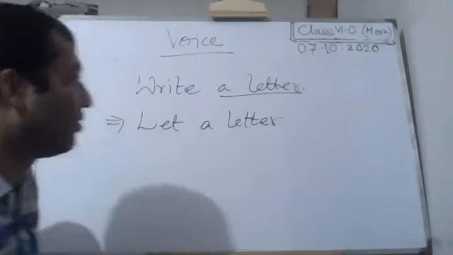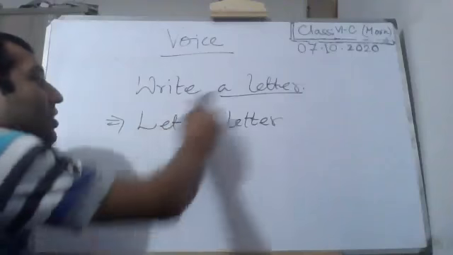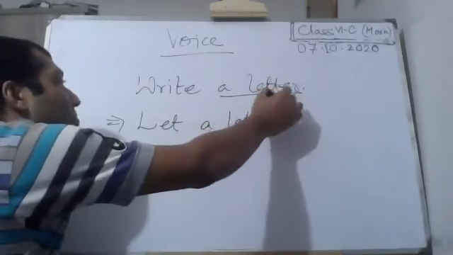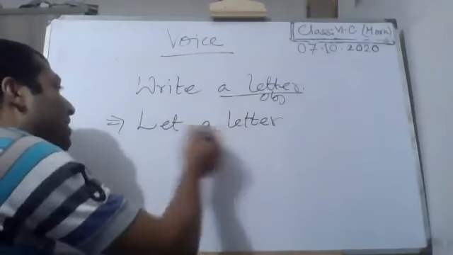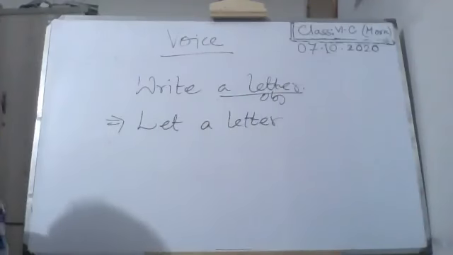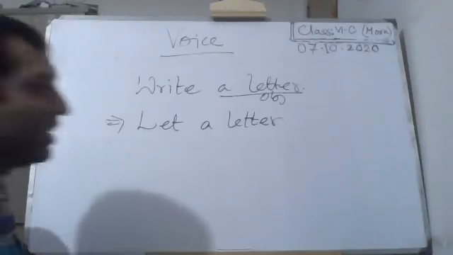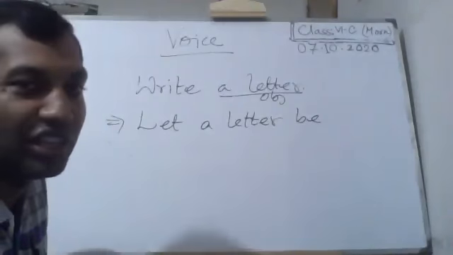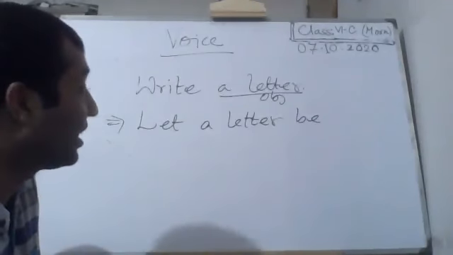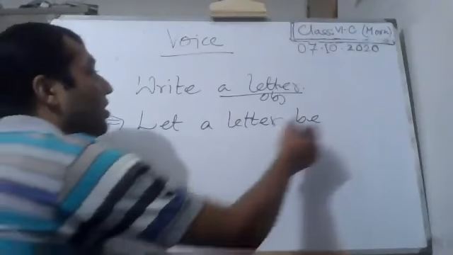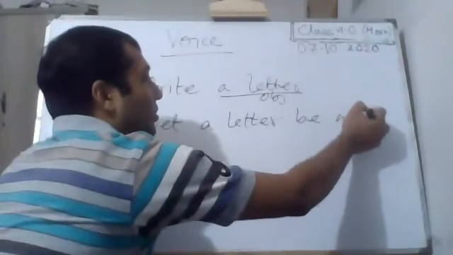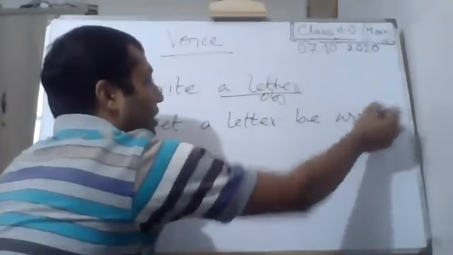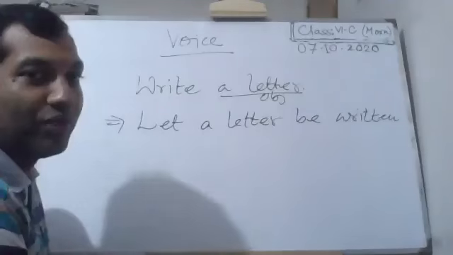Let me finish. Let, then the object will take place after let. Then you have to use a common auxiliary, that is be. In an imperative sentence, the common auxiliary is be. So, let a letter be written. The past participle form of the verb.